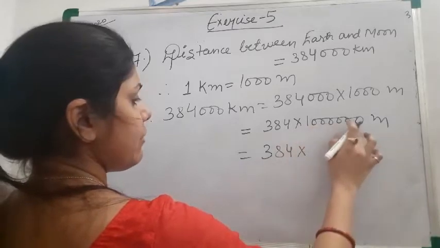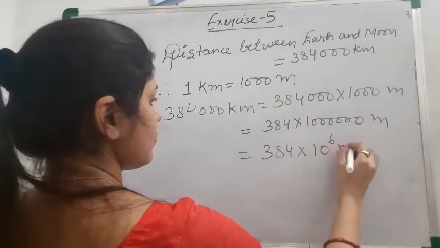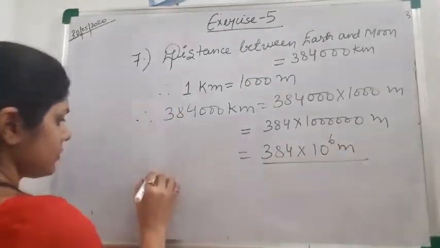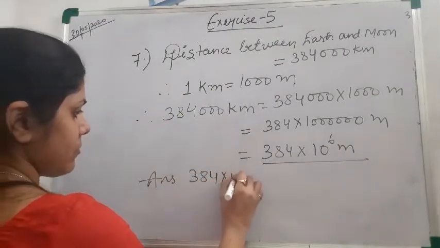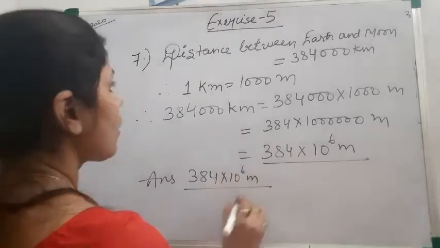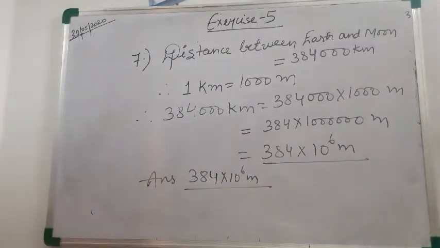1, 2, 3, 4, 5, 6. So 3,84,000 can be written as 384 into 10 to the power of 6 meter. This is the solution of 7th one. Is it clear?